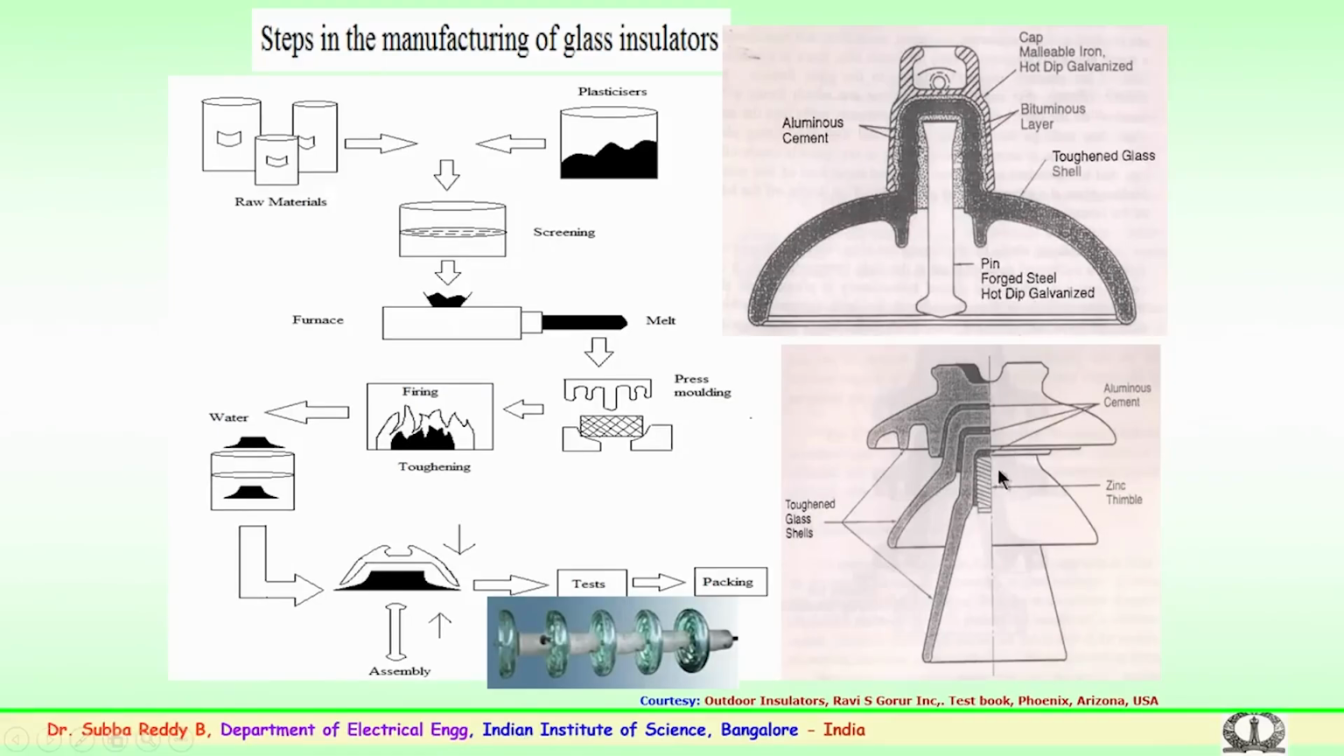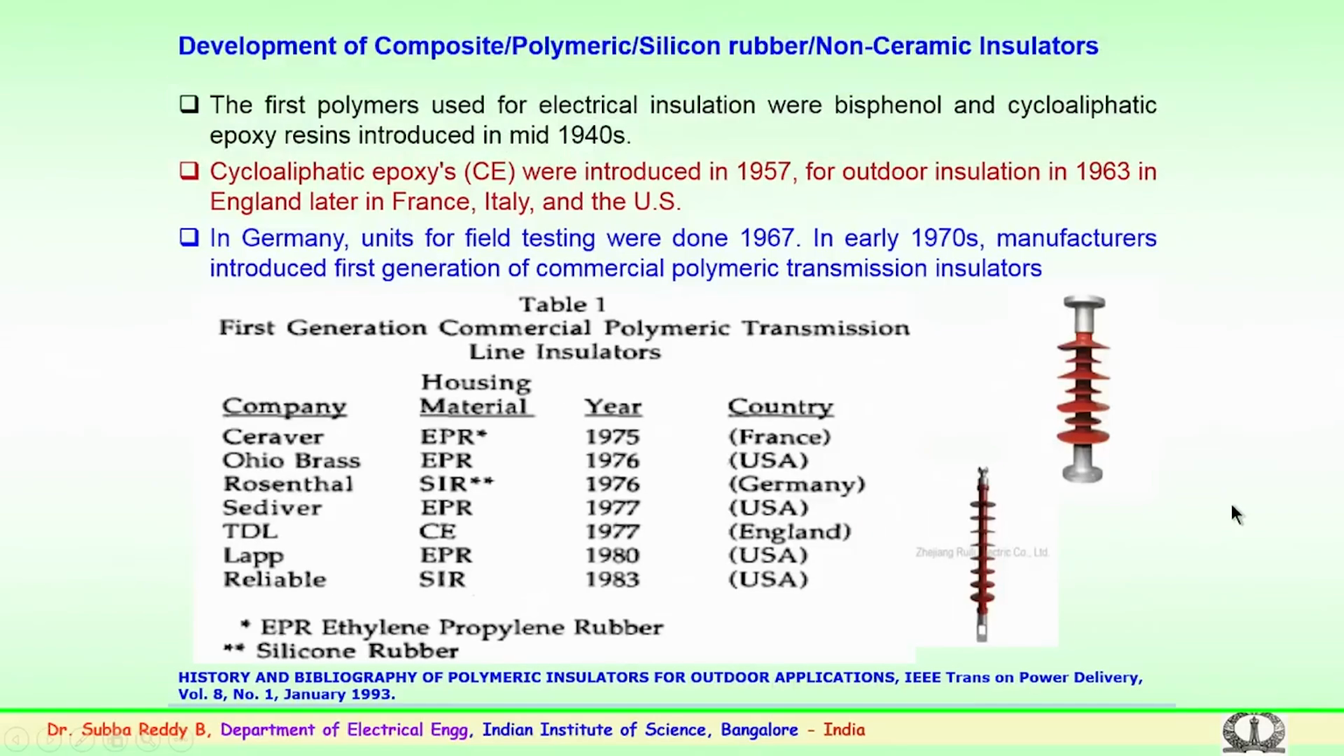And you have a zinc thimble, which is basically used for having thread arrangements and used to mount on the poles. So, you have a threaded arrangement, and this insulator could be mounted on the platform of the pole, wherever the insulators are to be placed.